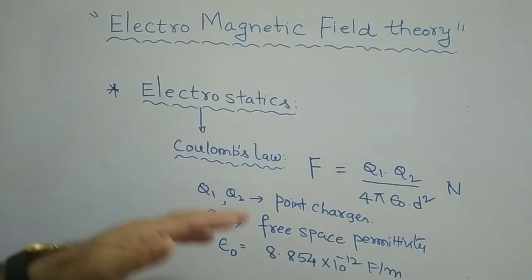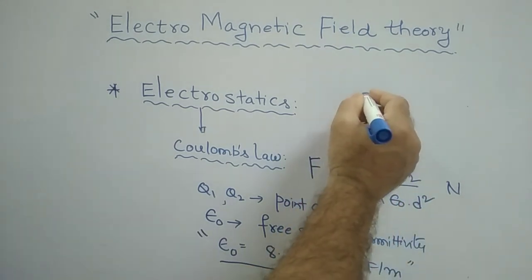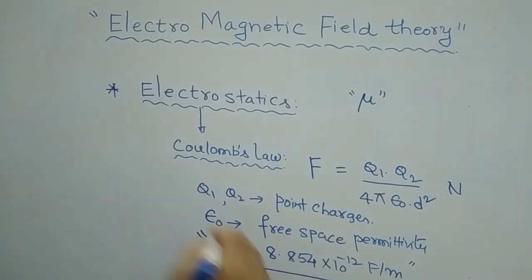Because in magnetostatics it will not come. Epsilon naught is applicable in electrostatics only. This is applicable for the electrostatic field only. But in magnetostatics we will get permeability, that is mu. In magnetostatics, which I will explain, mu will come instead of epsilon.